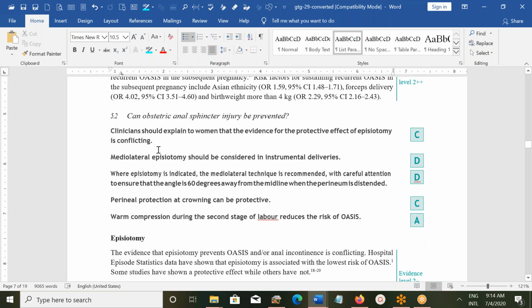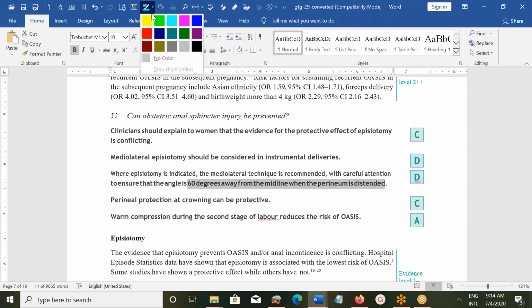So the guideline says that clinicians should explain to the woman that the evidence for the protective effect of episiotomy is conflicting. Mediolateral episiotomy should be considered in instrumental deliveries. Where episiotomy is indicated, the mediolateral technique is recommended with careful attention to ensure that the angle is 60 degrees away from the midline when the perineum is distended. That is also a confusing point.